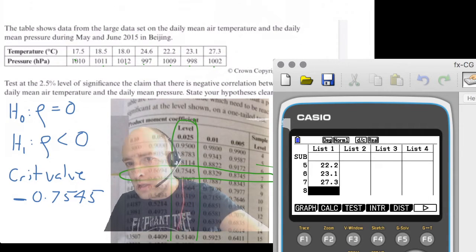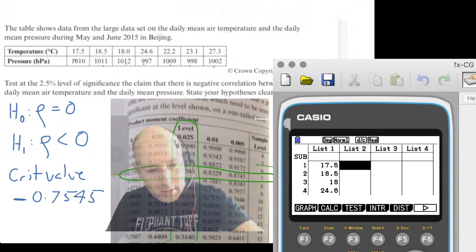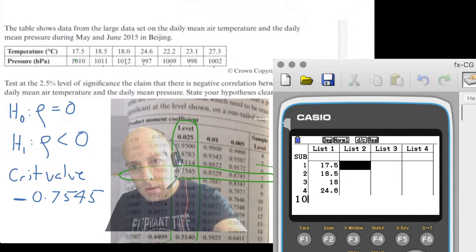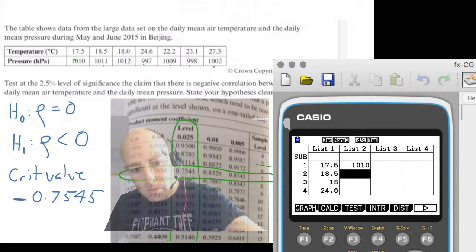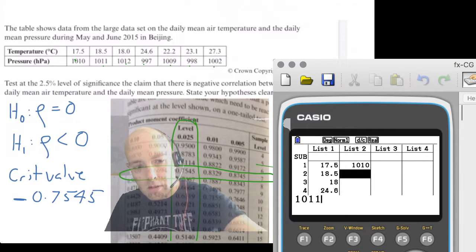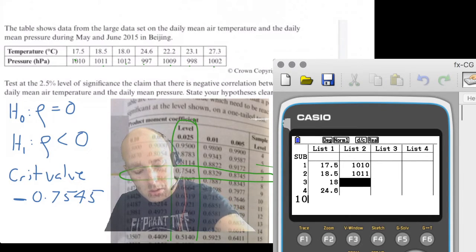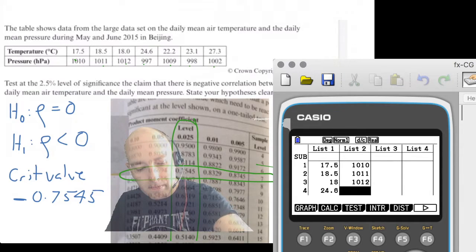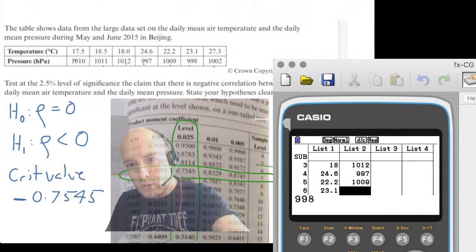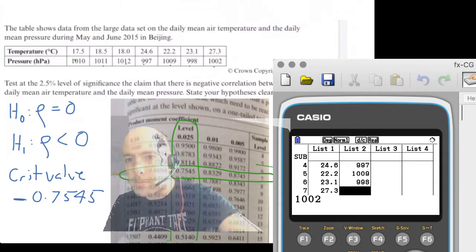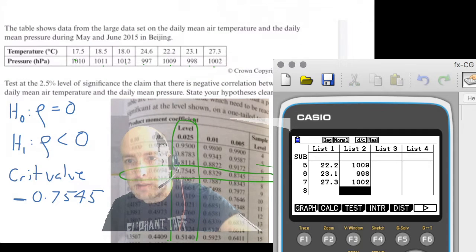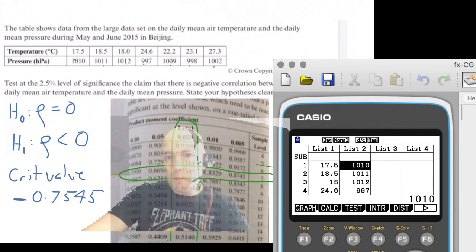Cool. Is that right? Yeah, 7, kids. And now we're going to type in the other values. So 10, 10, 10, 11, 10, 997, 109, 998, and 102. Just going to check those through because it's really easy to type in stuff that's rubbish. Yeah, good.